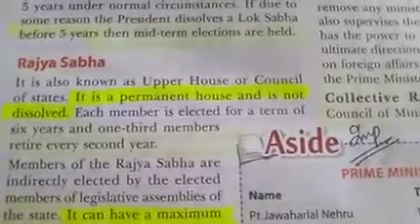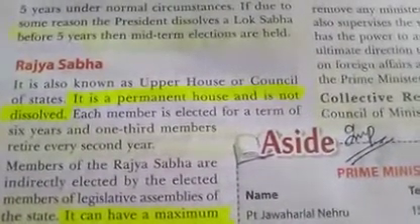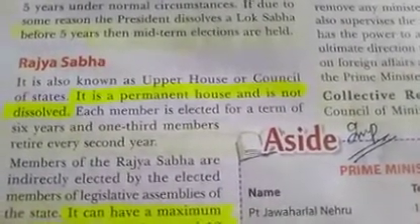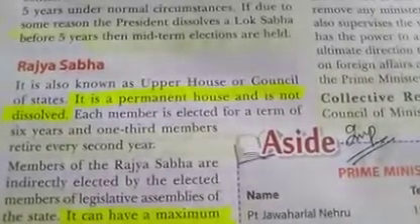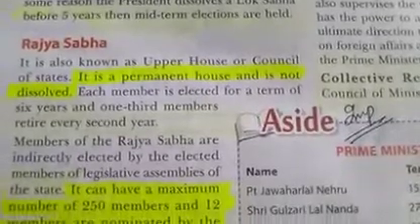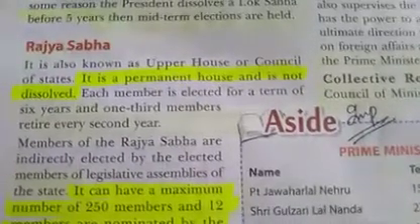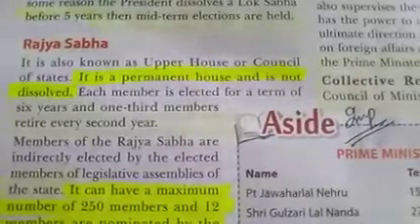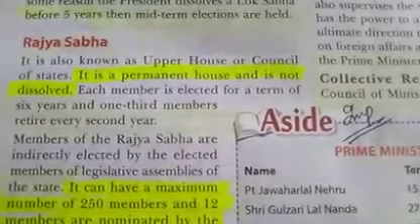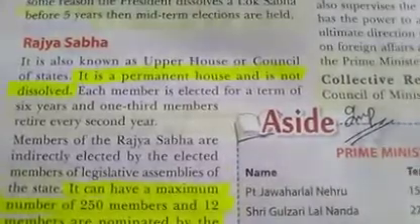Rajya Sabha. Now we will discuss the Rajya Sabha. It is also known as the upper house or Council of States. Lok Sabha is the lower house and Rajya Sabha is the upper house. It is a permanent house and it is not dissolved. Lok Sabha has a tenure of 5 years, but here no such tenure is there. Each member of this house will serve for 6 years.